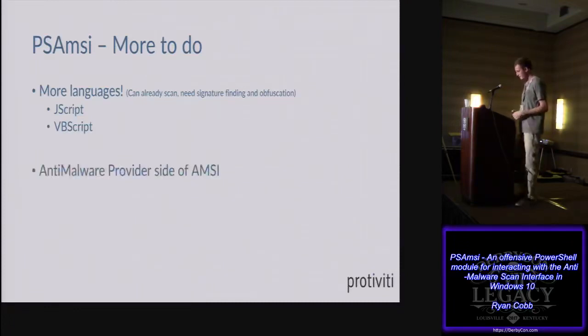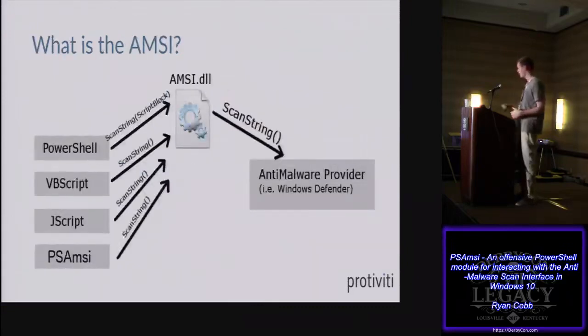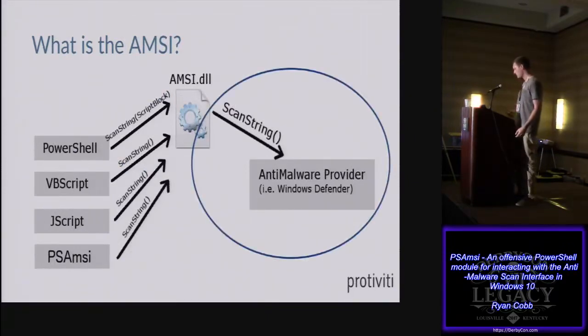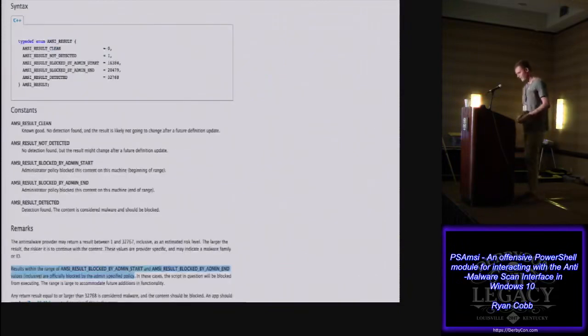So there's a lot more to do within PSAmsi. Specifically, I'd love to implement support for more languages like JScript and VBScript that already take advantage of the AMSI interface. So we can already scan any arbitrary string, but we need to implement signature finding and obfuscation for those languages. And additionally, there's an entirely second side of the AMSI, right? So PSAmsi lives on that left side of the screen, but then there's this whole right side interface that there's definitely more room for research.